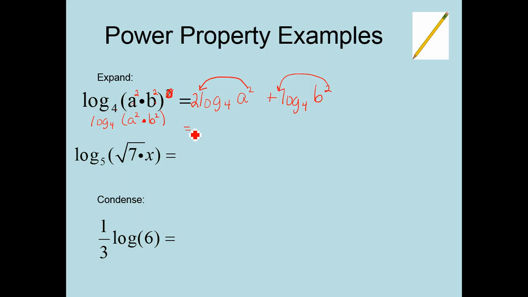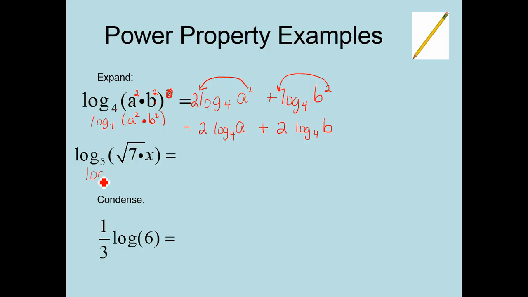So when he's all expanded, he's going to become 2 log base 4 of a plus 2 log base 4 of b. So when he's all expanded out, the powers go in front of the corresponding log. So let's look at the second one here. Now there's a weird square root in this one, right? Look at that. It's just over the 7 though.